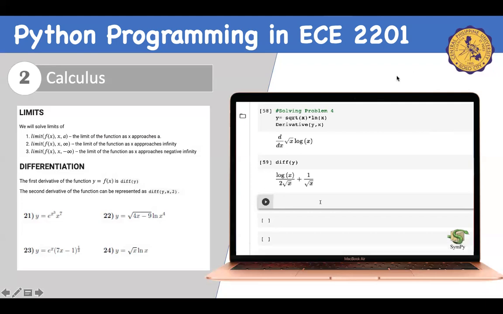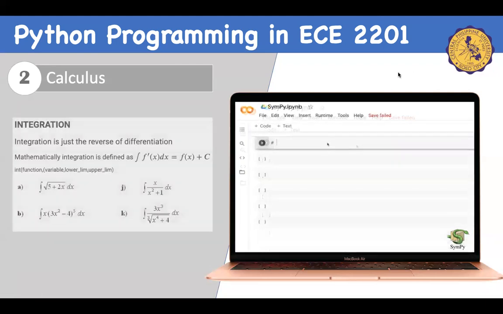Now we go to the next slide. Integration. Under calculus, we have integration. So integration is just the reverse of differentiation. Don't forget to put C in your integral, but in Python, C is not written here. Let's try.